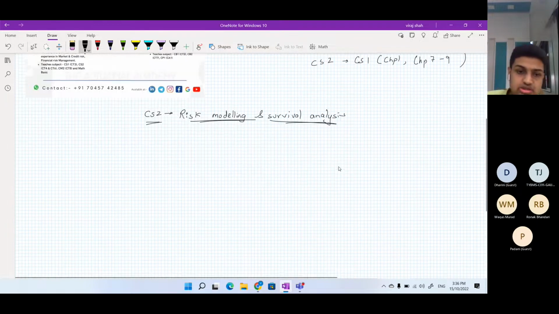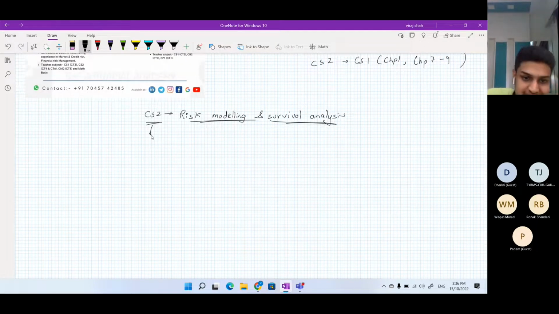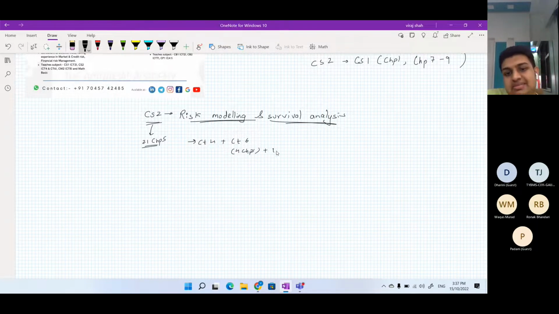So in total, CS2 has 21 chapters, which come from CT4 and CT6. CT6 has around 4 chapters. These 4 chapters plus time series, these chapters.